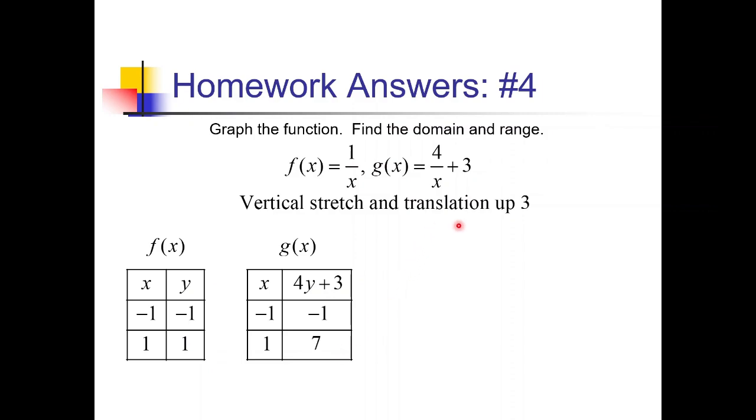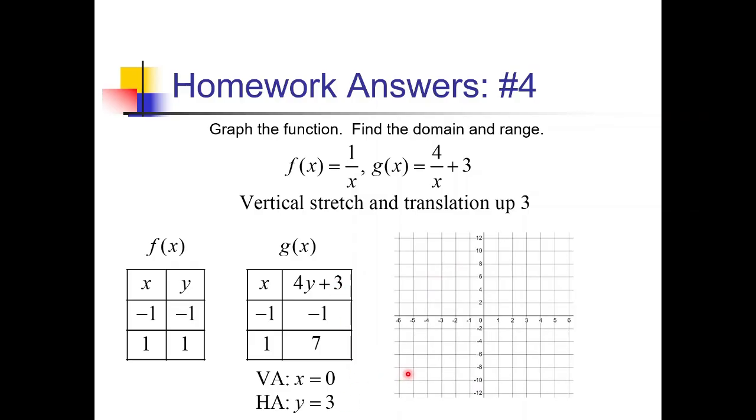Since I shifted this thing up by 3, that's going to affect my horizontal asymptote. I didn't shift it left or right though, so my vertical asymptote is still x equals 0. But the horizontal one now is going to be 3 higher than it was before, so it's going to be y equals 3.